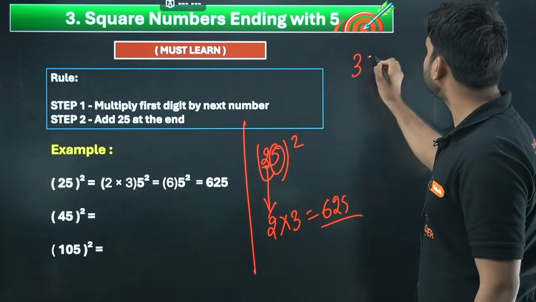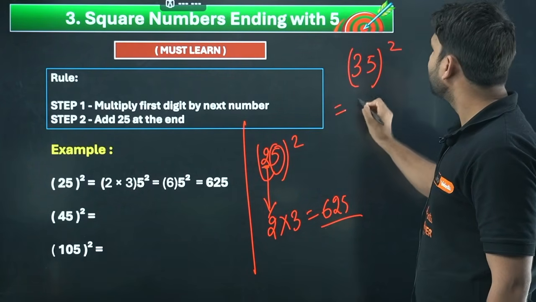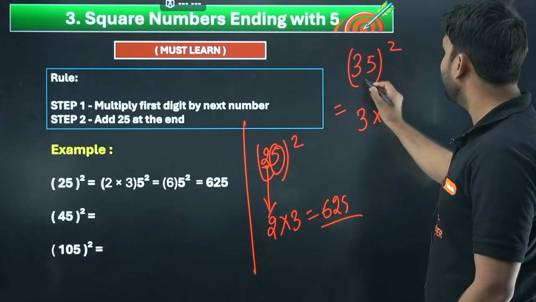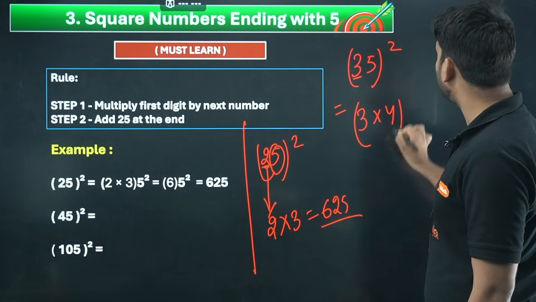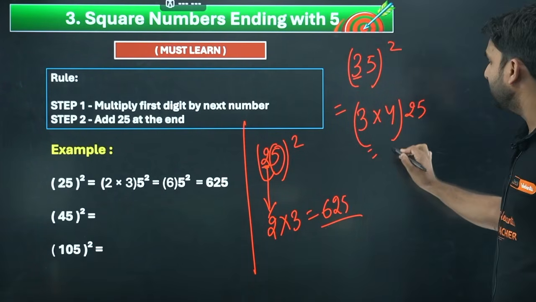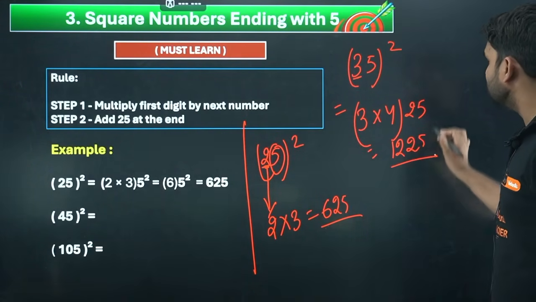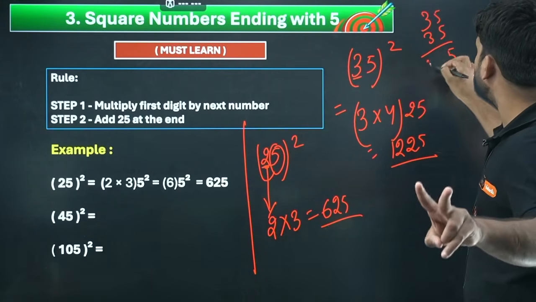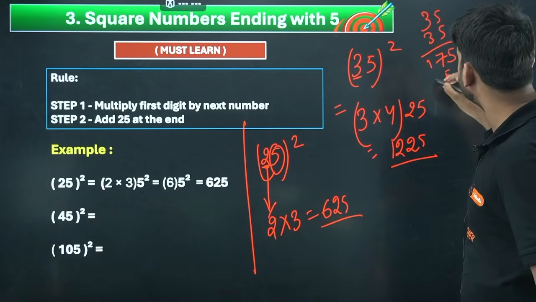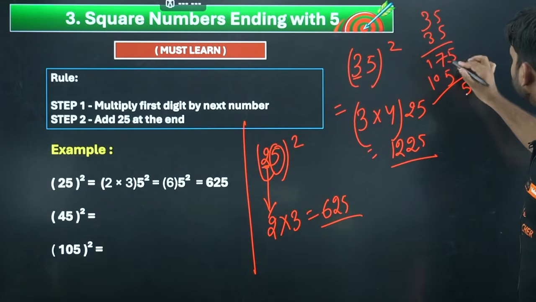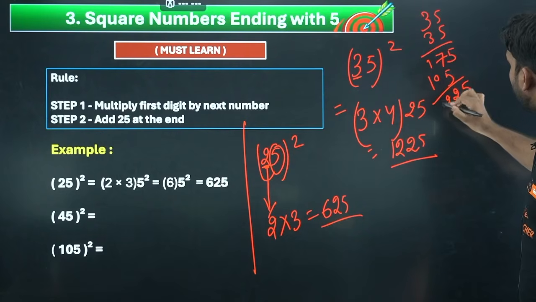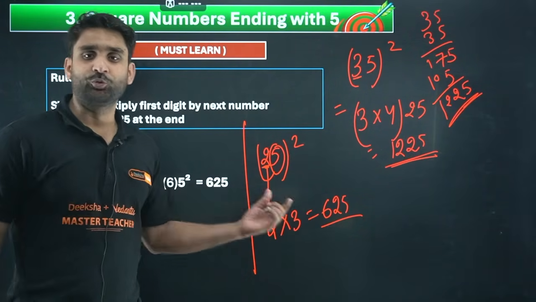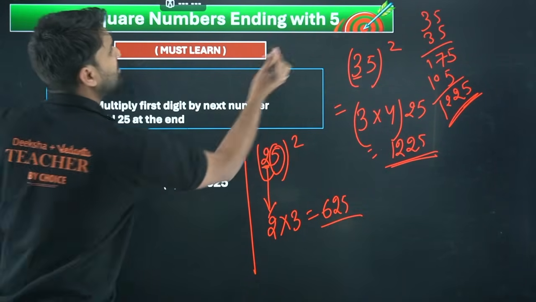If I ask you 35 square, so 3 multiply 3 into 4. Multiply 3 into 4 because the next number of 3 will be 4, and the square of 5 is 25. So 4 threes are 12, 25 is the answer. We can verify. 35 into 35, 5 fives are 25, carry 2, 5 threes are 15, 17, 5 threes are 15, carry 1, 3 threes are 9, 10. So 1225, and this is the answer. Wow, the same result is coming here. So we can use this short trick to get the result of squaring a number which is ending with 5.